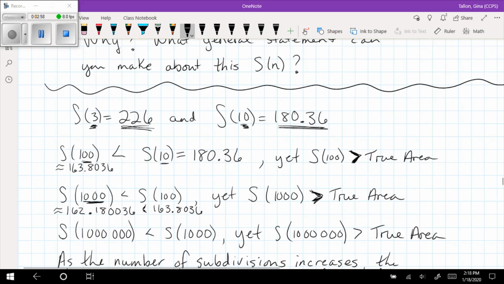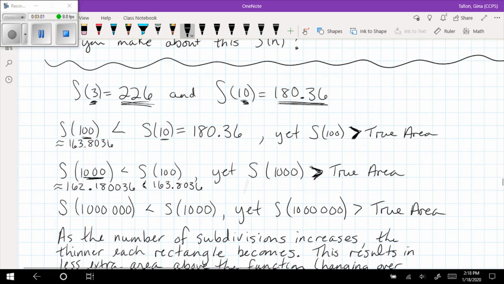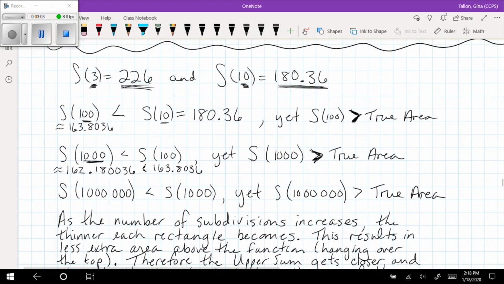What would happen if we went to 1,000,000 subintervals? And yeah, you guessed it, I did that too. I ended up finding out that 1,000,000 subintervals would give me an approximation of 162.00018, which is indeed smaller than what we had at 1,000. I told you that was 162.180036. And yet, of course, even if you use 1,000,000 subintervals, you're still greater than the true area because you are dealing with an upper sum.